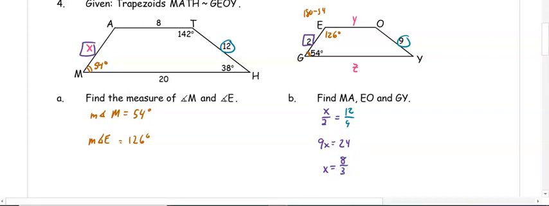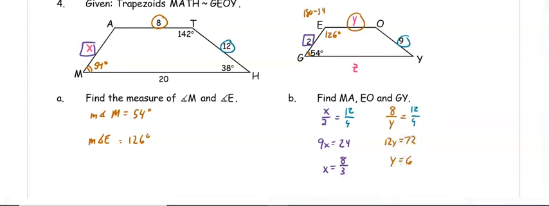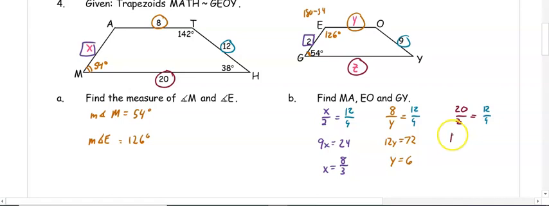In order to solve for y, we have the sides 8 and y that correspond. So 8 over y is equal, again, to 12 over 9. As we cross multiply here, we get 12y equals 72. When we divide, y is 6. Lastly, we have 20 and z that correspond. So 20 over z equals 12 over 9. As we cross multiply then, we get 12z is equal to 180. When we divide by 12, z is 15.